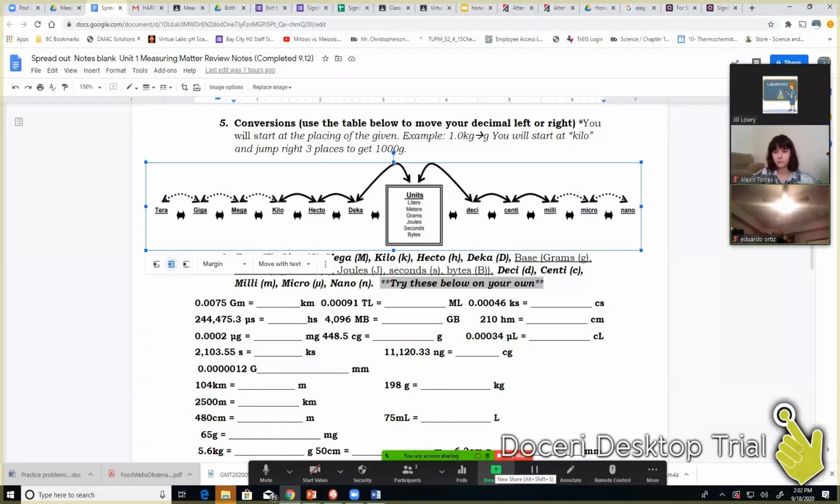These are your little units, your little prefixes. Notice here is any base unit that does not have a prefix, like liters, meters, grams. So if I'm going from a small unit to a large unit, if I'm moving this way, then my decimal also moves that way.